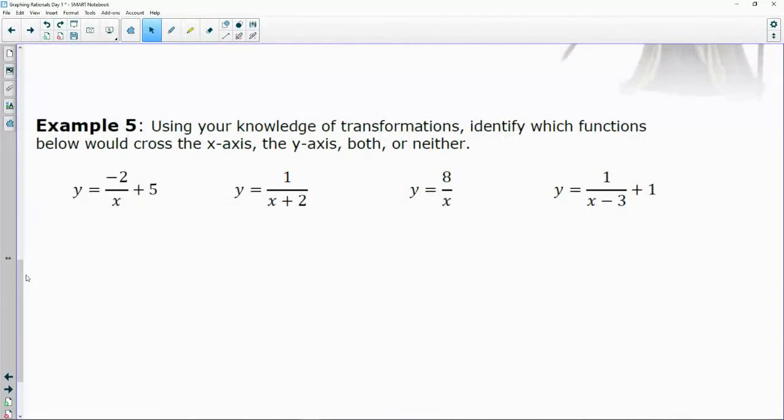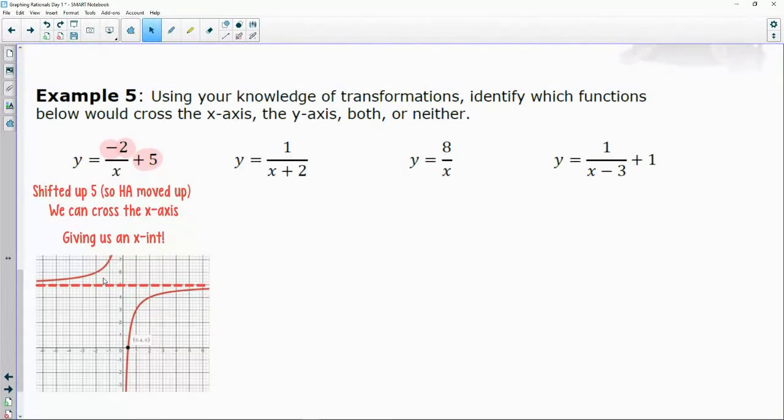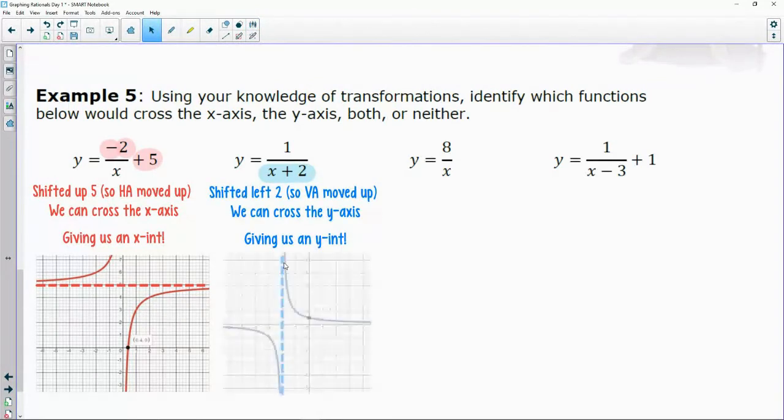Using what we know about our transformations, decide or identify which functions below would cross the x-axis, the y-axis, both or neither. So on this first one, I can see I have a negative and I have a 2 and I even have a +5. So this one is going to shift the graph up by 5. Well, if I shift it up, that's going to change the horizontal asymptote, which will allow us to cross the x-axis. So this one would have an x-intercept. On the next one, okay, I'm not really shifting the graph up or down. Looks like I'm just shifting things left and right. So I'm moving the vertical asymptote, which will let me cross the y-axis and give me a y-intercept.